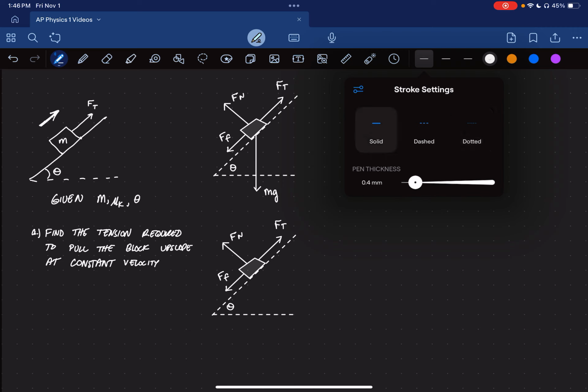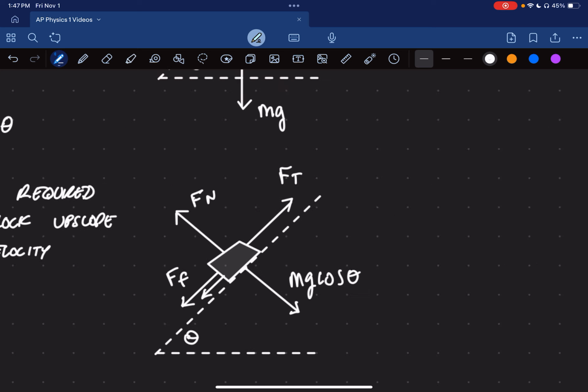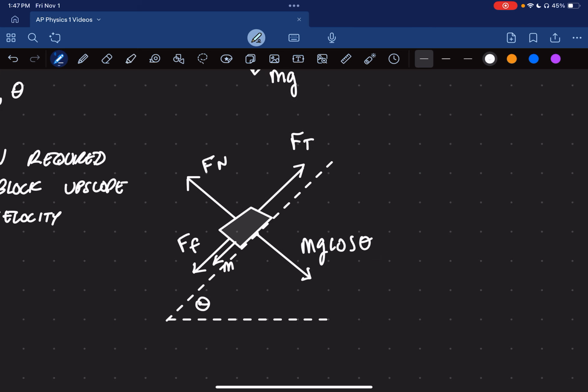Actually let's use a solid line. With one component in this dimension, and one component along this dimension here. So I'll draw that here. This one is mg cosine theta, and this one right here is mg sine theta, which I have run out of space to write. mg sine theta.